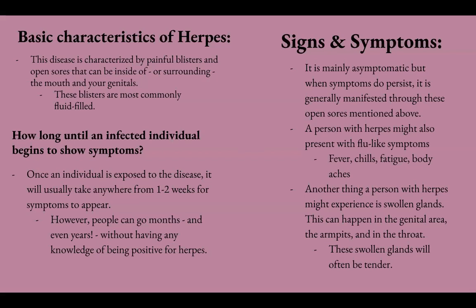It's mainly asymptomatic, but when symptoms do persist, it's generally manifested through the open sores that were mentioned. A person with herpes might also present with flu-like symptoms such as fever, chills, fatigue, and body aches. Another thing that a person with this disease might experience is swollen glands. This can happen anywhere glands are commonly found in the body, things like your armpits, your throat, your genital area, and these glands tend to be tender.